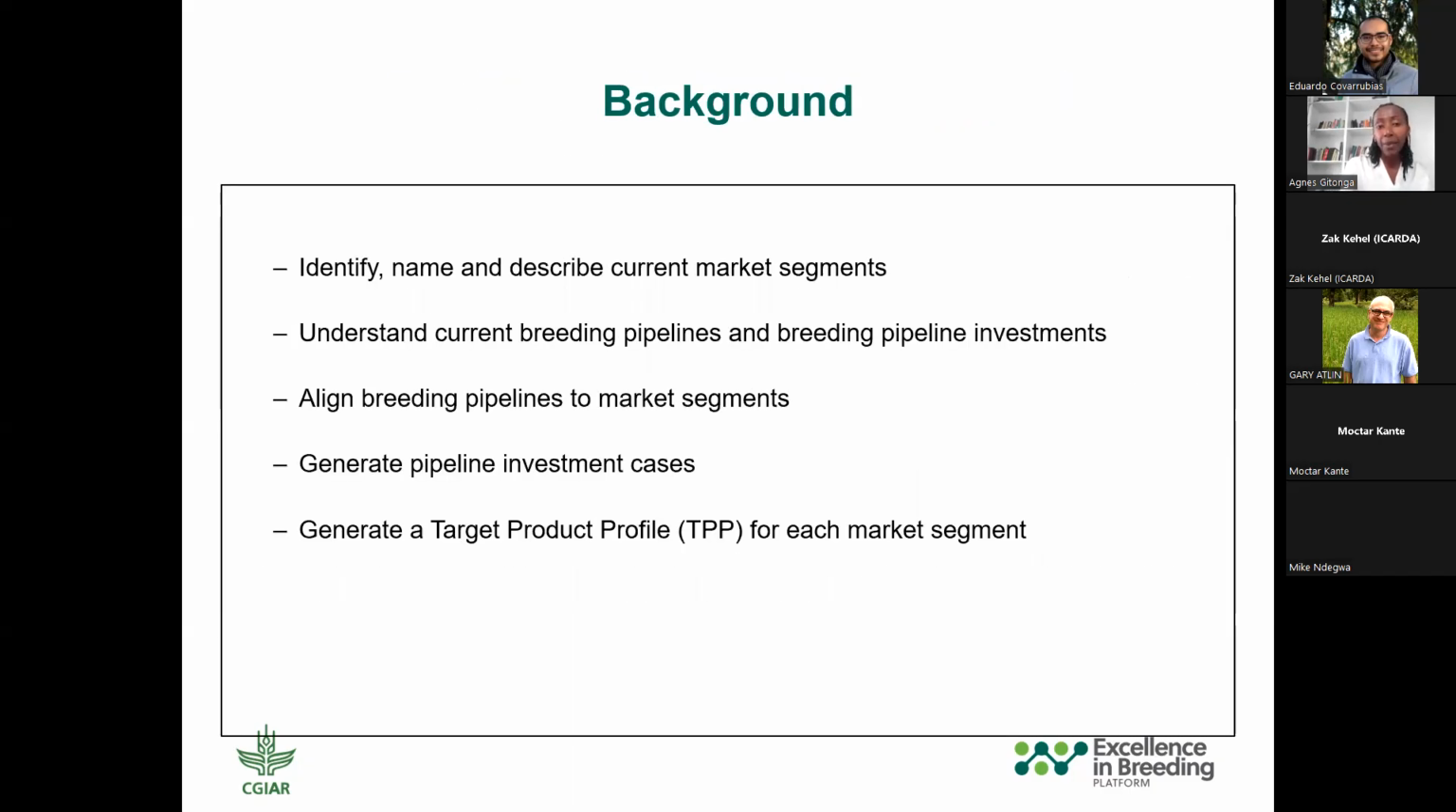As a background, what we've achieved, and which is still ongoing work, is that we've been able to identify, name, and describe the current market segments, and we'll see that in detail. We also understand current breeding pipelines and the breeding investments per pipeline. We've described the various metrics per breeding pipeline linked to various market segments, and generated the investment cases. And lastly, we've made good strides in generating target product profiles for each market segment.